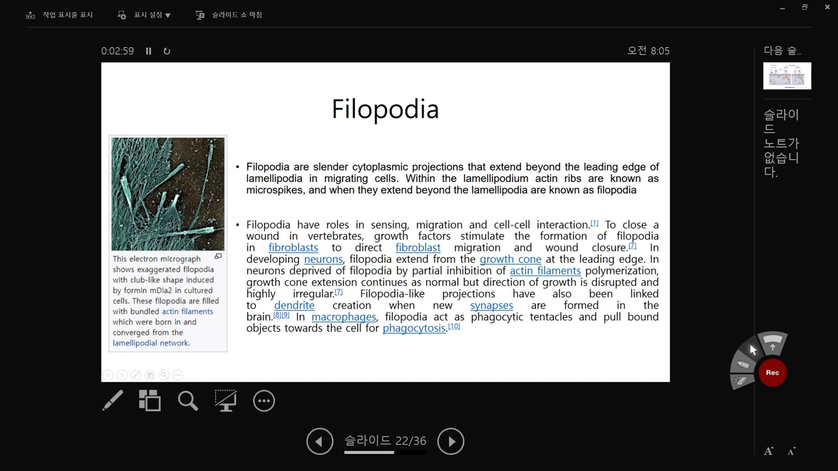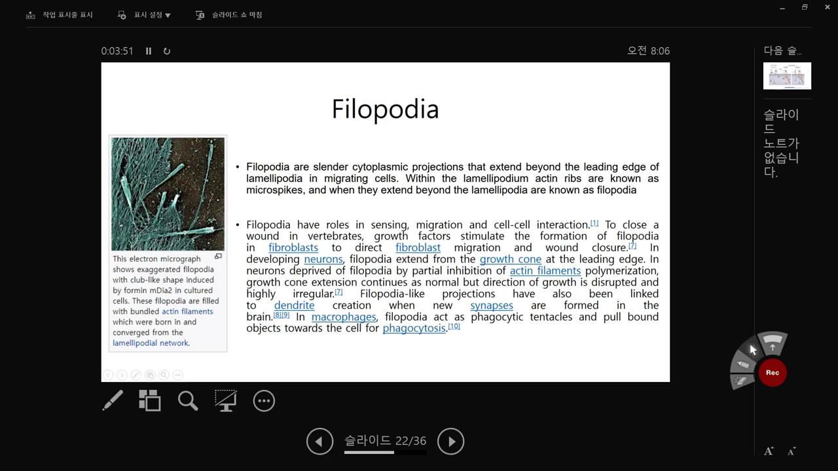They have roles in sensing, migration, and cell interaction. To close a wound in vertebrates, growth factors stimulate the formation of filopodia in fibroblasts to direct fibroblast migration and wound closure. In developing neurons, filopodia extend from the growth cone at the leading edge. In neurons deprived of filopodia by partial inhibition of actin filament polymerization, growth cone extension continues as normal, but the direction of the growth is disrupted and highly irregular. Filopodia-like projections have also been linked to dendrite creation when new synapses are formed in the brain. In macrophages, filopodia act as phagocytic tentacles and pull bound objects toward the cell for phagocytosis.